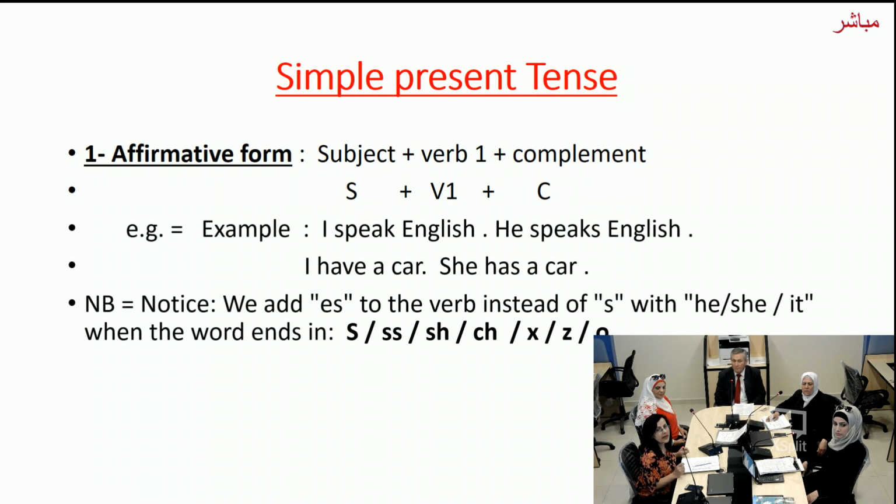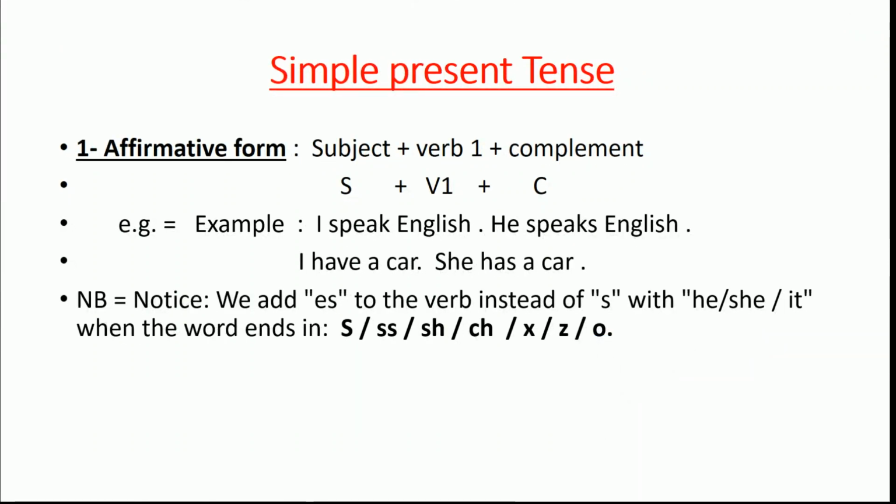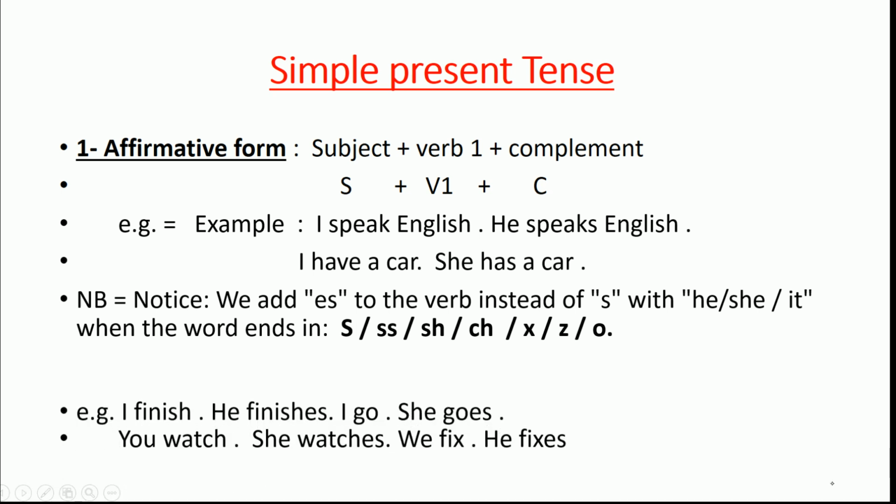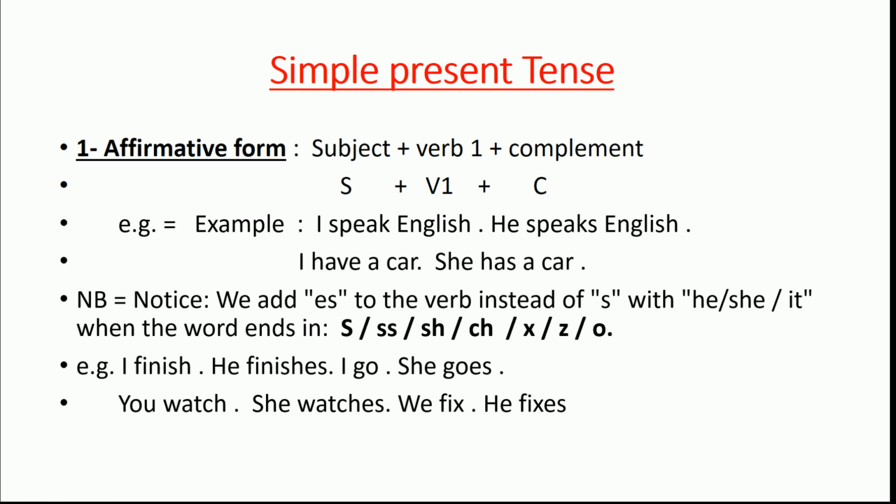Notice we add es to the verb instead of s with he, she, it when the word ends in s, double s, sh, ch, x, z, o. Thank you. So students should keep memorizing these letters. They need to know these so that in writing, after these endings, we need to add es instead of s. Glass, glasses. Examples: do, does; go, goes; wash, washes; he finishes; watch, watches; fix, fixes. Next.